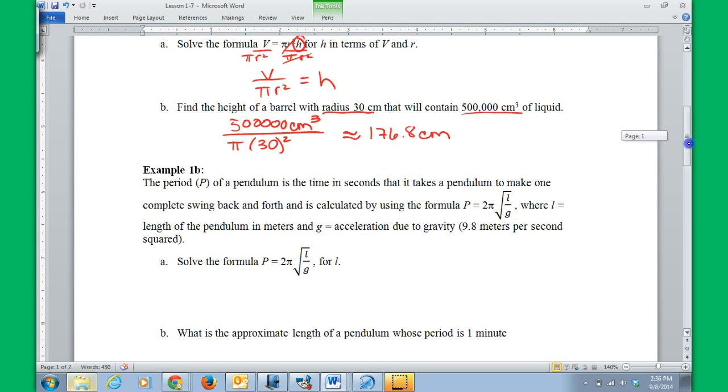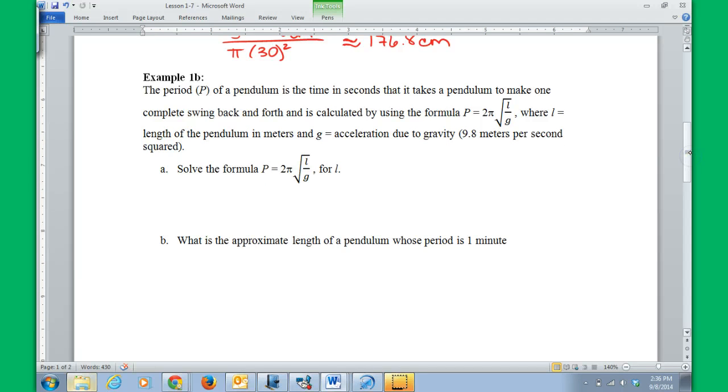So, for example 1b, the period of a pendulum is the time in seconds that it takes the pendulum to make one complete swing back and forth. It is calculated by using this formula, where L is the length of the pendulum in meters, and G is the acceleration due to gravity, 9.8 meters per second squared. So in this one, they want us to solve for L. So once again, I want to tell you guys, circle what you're solving for. In this case, it's L.